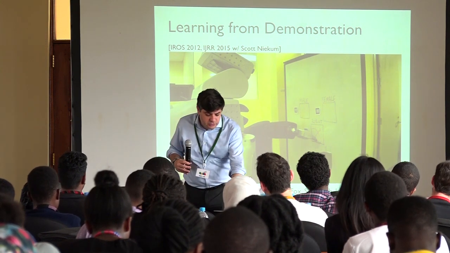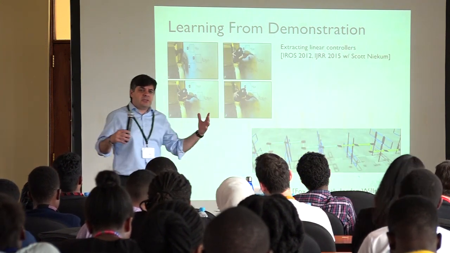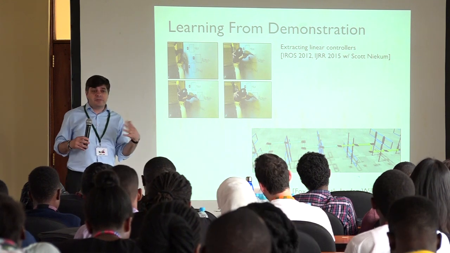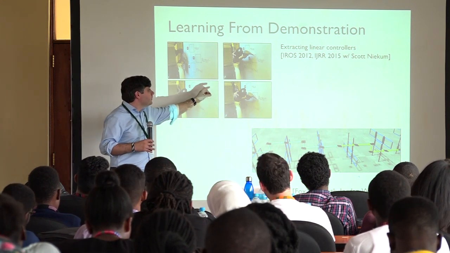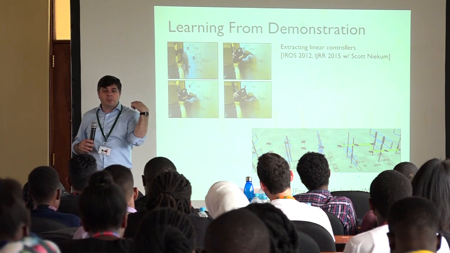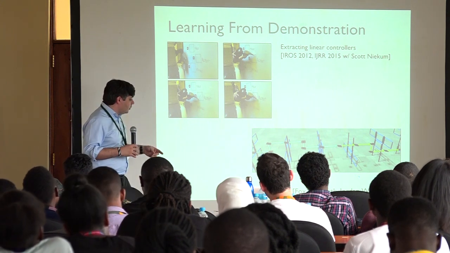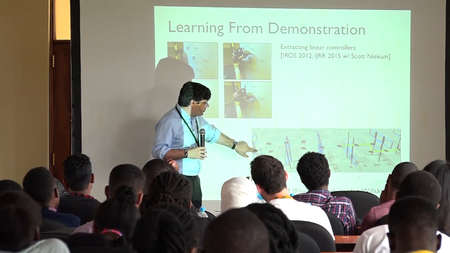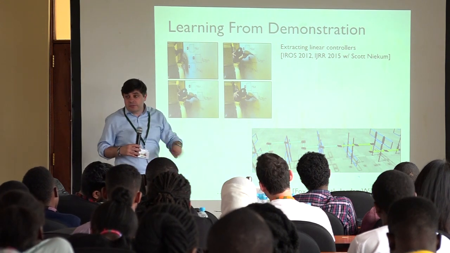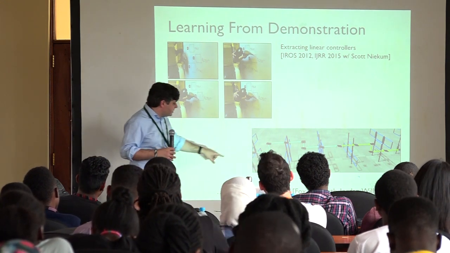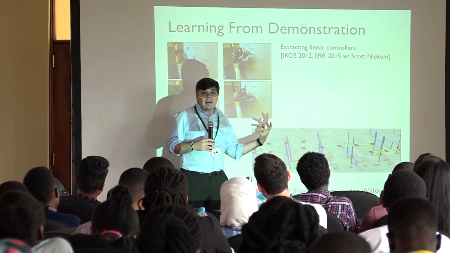Now there's multiple ways to do this. When you're doing that segmentation, you have to make different types of assumptions. So in Scott Niekum's work, we assumed that each controller was linear, and we broke it up into linear controllers. More exciting recent work from Pravesh Ranchod at Wits shows that you can extract the underlying reward function.